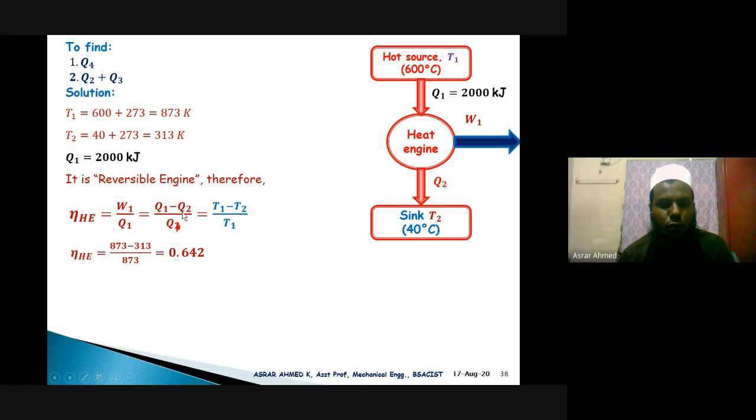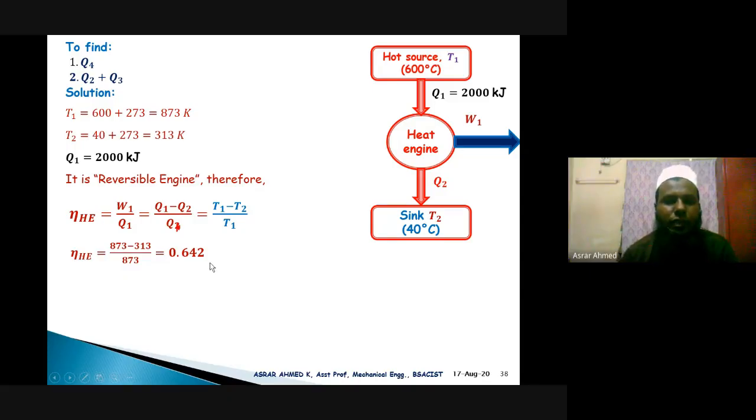So you should not get confused about when to use W1 by Q1, when to use Q1 minus Q2 by Q1, and when to use T1 minus T2 by T1. This blue equation, T1 minus T2 by T1, can be used only if the engine is reversible, or Carnot, or ideal, theoretical. These keywords should be there. Otherwise, we cannot use it. The W1 by Q1 equation can be used at any point of time for any problem. We are using this one just because of the keyword reversible heat engine.